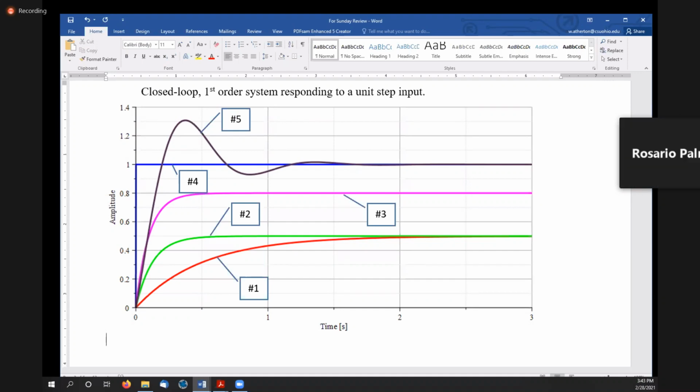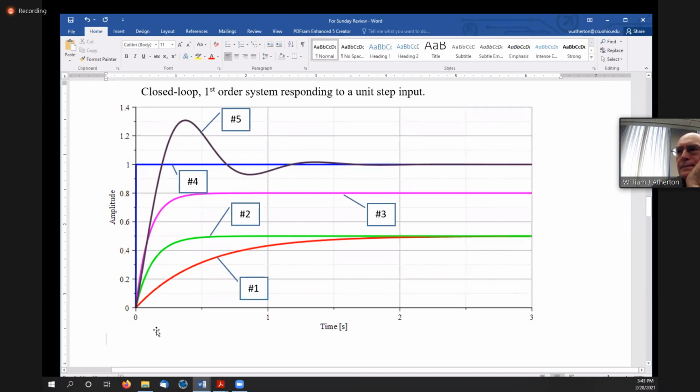They appear to have similar time constants. Yeah. To check that out, you'd have to find 63% of 0.8 and 63% of 0.5. Come down here and find that they have the same time constant. Yeah. Okay.